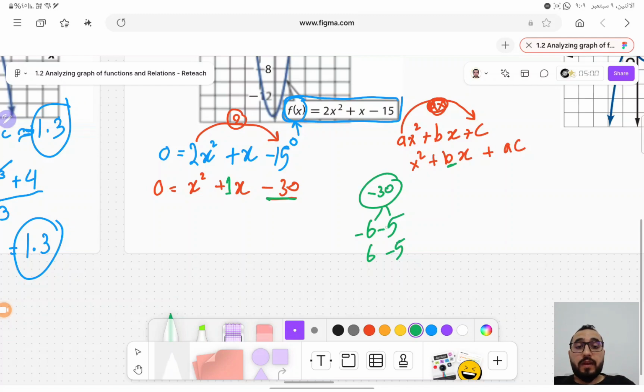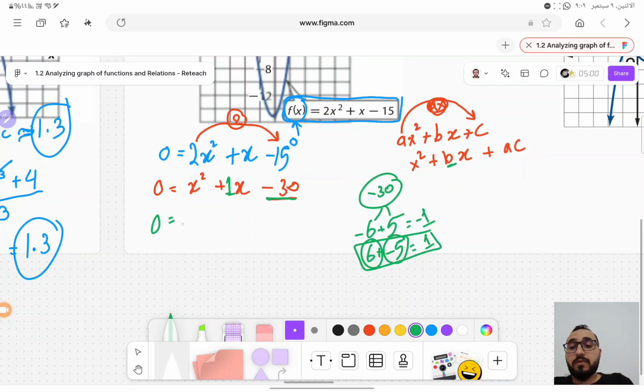Which one of these, if you add them, should you get 1, because you have to get 1. So -6 plus 5 is equal -1. 6 plus -5 is equal 1. So the answer is this one here. So my x's are 6 and -5.